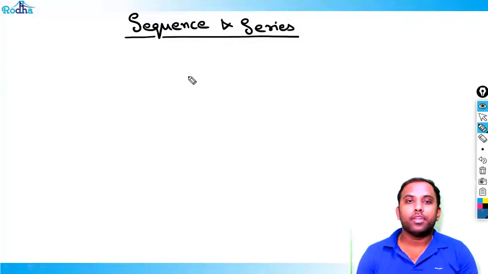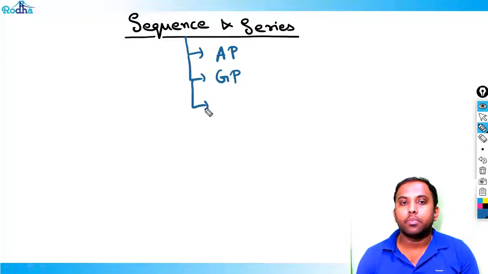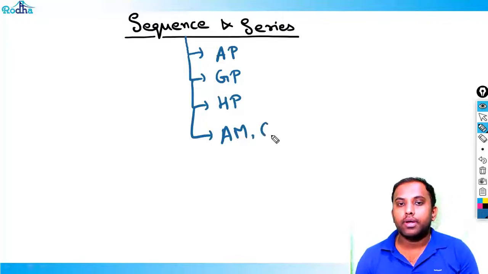Hi everyone, my name is Ravi Prakash and welcome to a very important topic of algebra called sequence and series. In this sequence and series chapter, we'll study AP, that is arithmetic progression, then GP, that is geometric progression, then HP, that is harmonic progression, then arithmetic mean, geometric mean and harmonic mean.